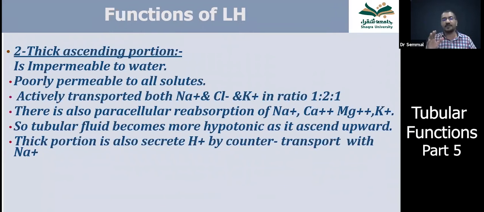The functions of the loop of Henle, the thick ascending part: the descending part, then the thin ascending, then the thick ascending part is impermeable to water. It is not allowing water to go. It is poorly permeable to all the solutes. It actively removes sodium, chloride, and potassium in the ratio of 1:2:1 out. There is also paracellular reabsorption of sodium, calcium, magnesium, and phosphate.